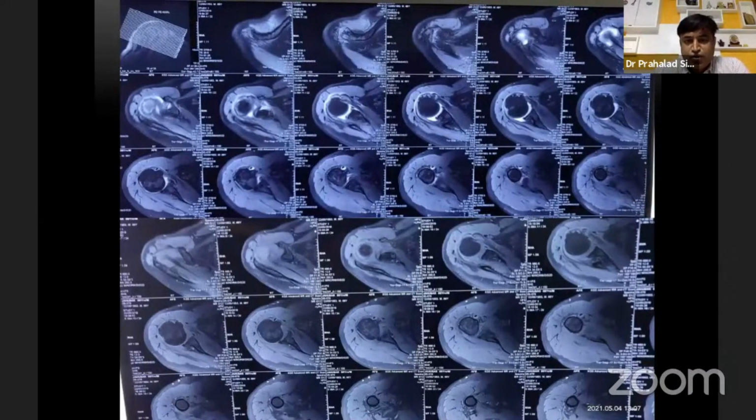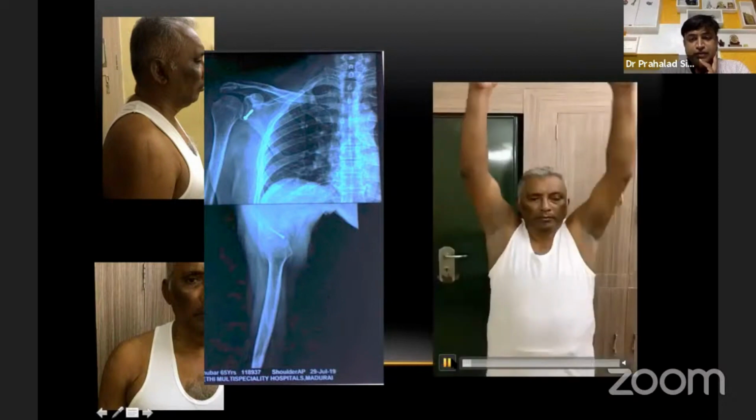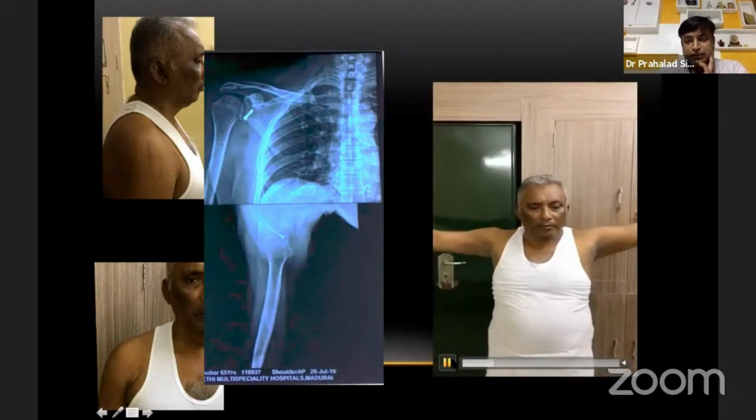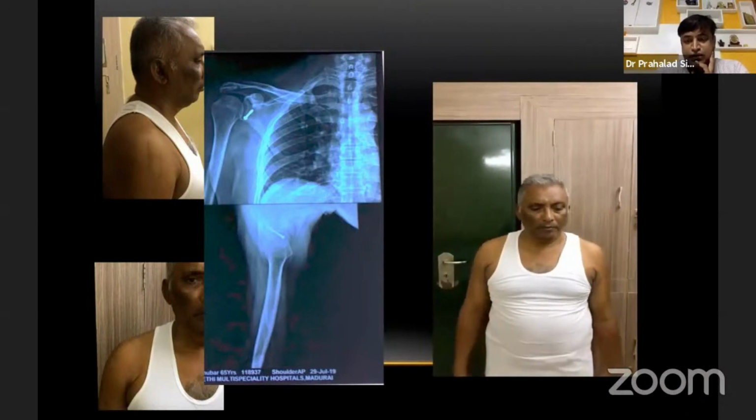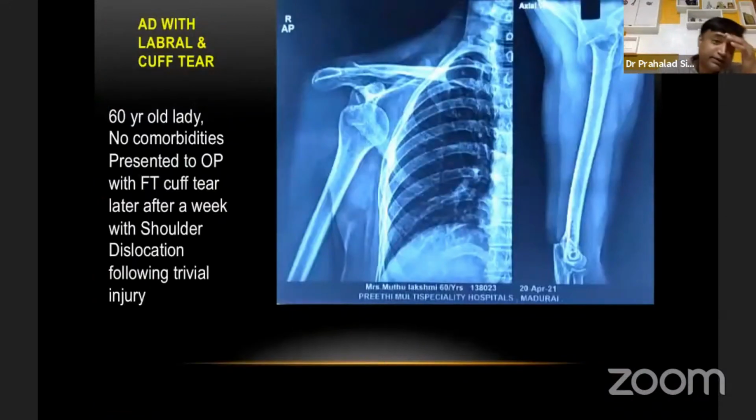So we decided to do an arthroscopic assisted fixation of the bony Bankart of the glenoid, and also we did a mini open cuff repair for this gentleman, and he had an excellent outcome. He has never dislocated again after this procedure.